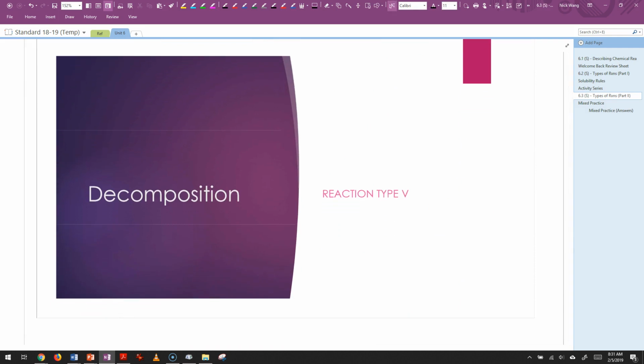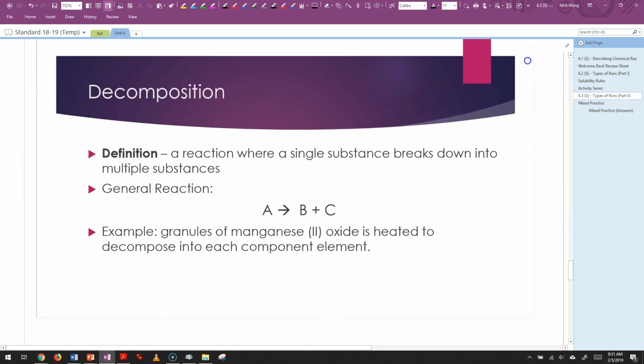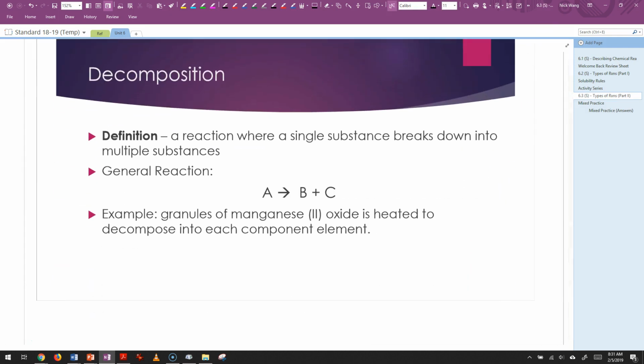Let's move on to the last type, type 5. This is decomposition. Now, the word decomposition, I'm sure you've heard of before, and you might have an intuitive sense for it. Decomposition is related to decompose, meaning we're taking something and breaking it down. So you can see here, it's defined by a reaction where a single substance breaks down into multiple substances. So the general reaction, again, you have one thing being broken down to B and C, multiple things. All right, let's see how this works in practice.